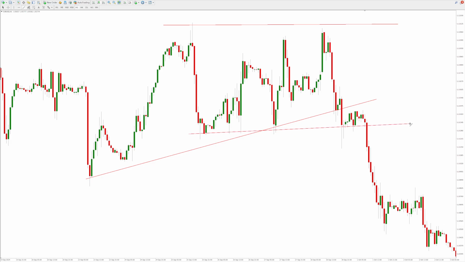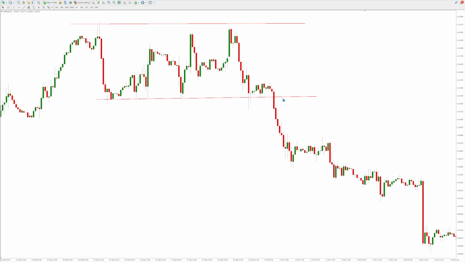We also have our support, level of support. Just remove that trend line. We have our level of support here, okay? So this is the neckline within the triple top. And then we get a breakout to the downside.